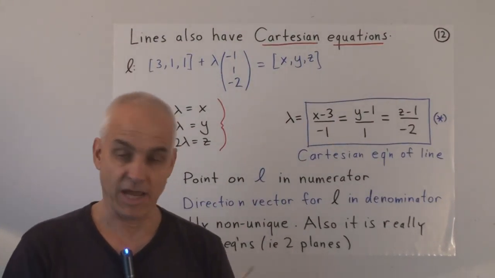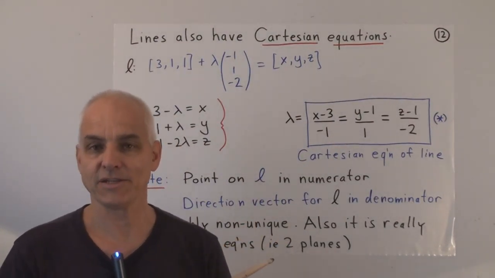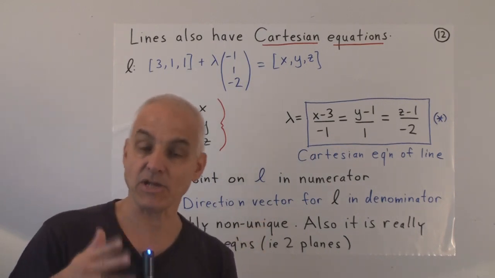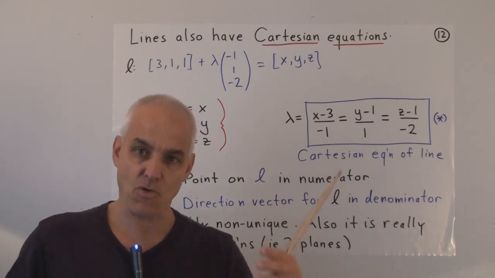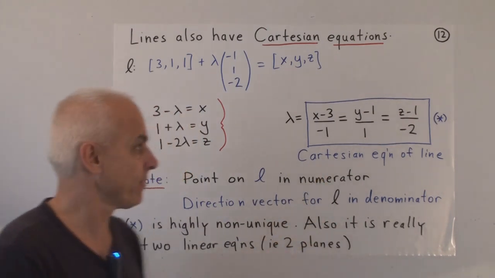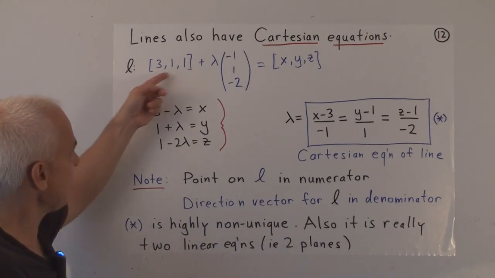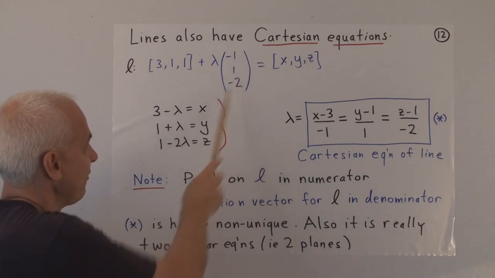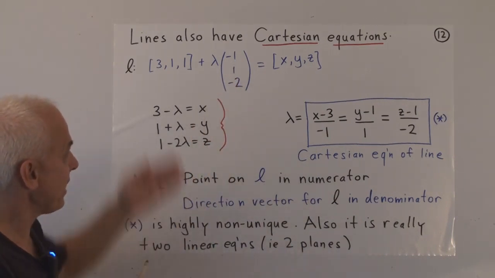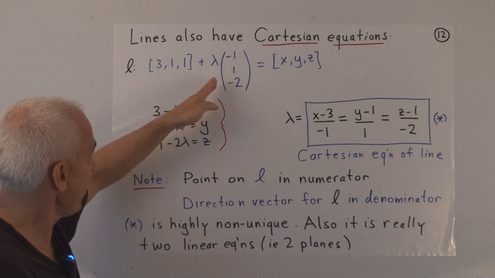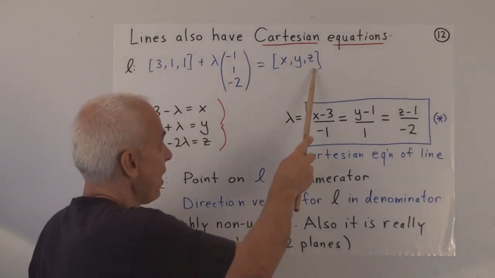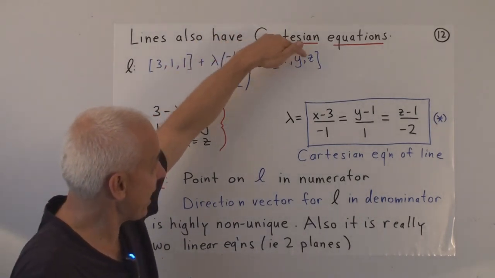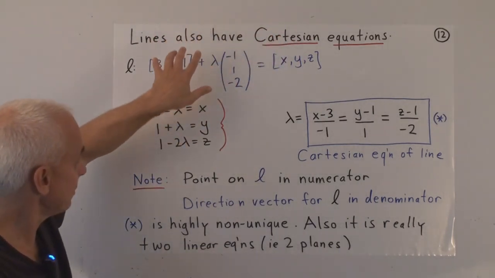A line has not only a parametric equation, it also has a Cartesian equation. Cartesian equation means that it's an equation involving x, y, and z, our basic coordinates in our Cartesian framework. So let's have a look at that same line we've just been talking about. (3, 1, 1) plus lambda times this vector (-1, 1, -2). And now let's think about that point on that line as being (x, y, z). And we want to find a relation or relations between x, y, and z that determine the line.